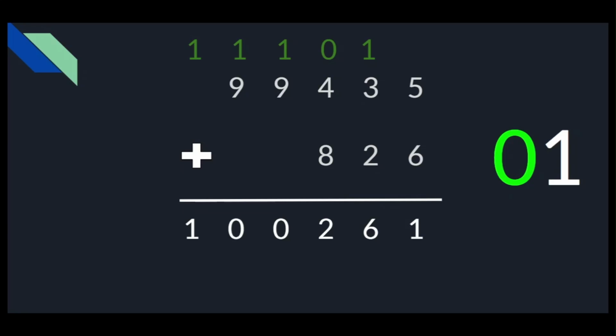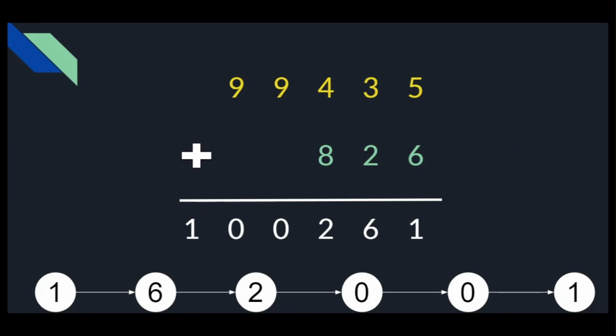And we will return a linked list which is in reverse order. So first node will have value 1, second node will have value 6, third node will have value 2 and so on. Like this, we will return a linked list which will have nodes where the values are 1, 6, 2, 0, 0, 1 respectively.